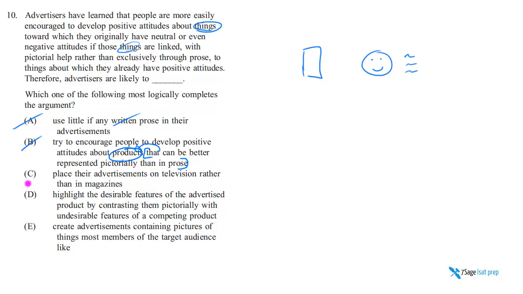C says place their advertisements in television rather than magazines, but why can't magazines have pictures? Magazines have pictures in them all the time. D: highlight the desirable features of advertised products by contrasting them pictorially with undesirable features of competing products. But we don't talk about competing products at all. Certainly not. We don't talk about contrasting the positive and the negative. E says create advertisements containing pictures of things most members of the target audience like. Yeah, there you go. I guess most members of the target audience like smiley faces, so you create an advertisement which contains this thing. So very, very straightforward question here.